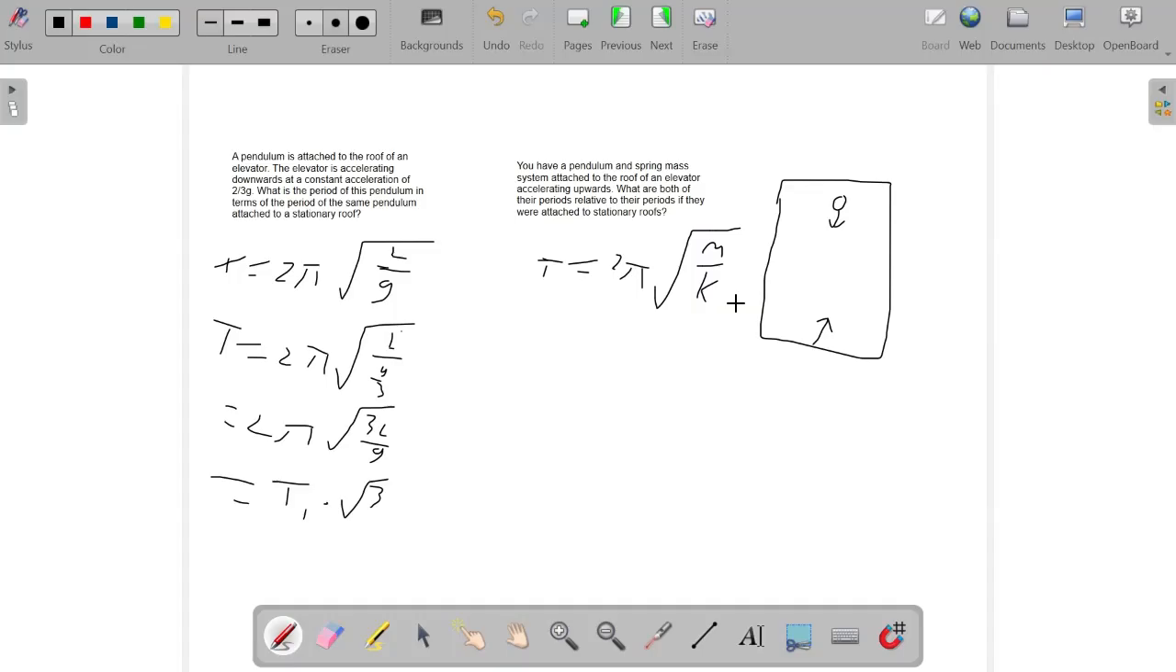That's the only thing that changing the gravity of the planet you're on is going to affect in the spring mass system if it's hanging. It's just going to change how low it hangs. It's not going to change the period, assuming you don't deform the spring, which we're not going to take into account.